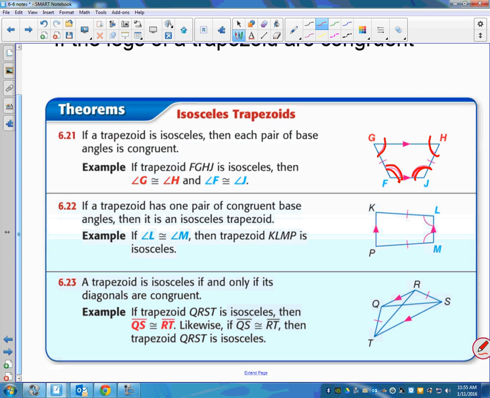And then one more thing about diagonals here. A trapezoid is isosceles if and only if its diagonals are congruent. So not only are the diagonals congruent in a rectangle, it also means the diagonals are congruent in a square. An isosceles trapezoid also has congruent diagonals. So notice QT is congruent to RS. Those are the legs. The opposite sides are parallel. And that means that RT and QS are congruent.